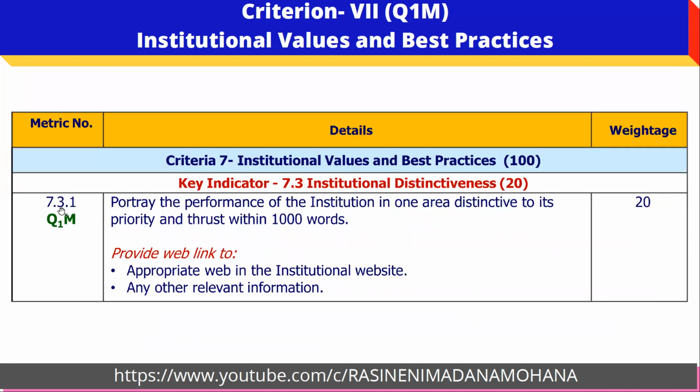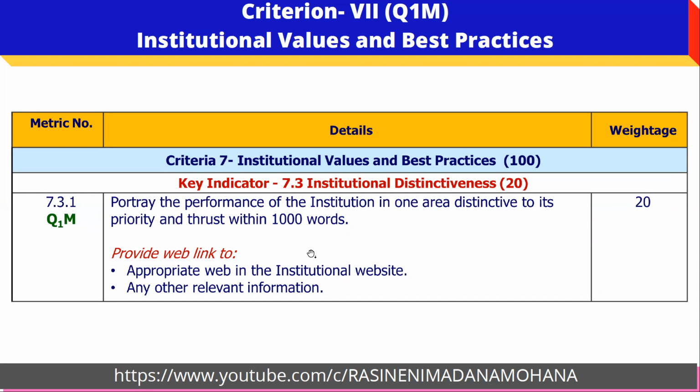Then coming to the next qualitative metric 7.3, the key indicator 7.3, institutional distinctiveness, total weightage is 20. Here it contains only one qualitative metric, that is 7.3.1, which carries the full 20 weightage. So here portray the performance of the institution in one area distinct to its priority and thrust at the institution level. So what is the distinctiveness? At least one area distinctive to its priority and thrust, we can provide the description within 1000 words.